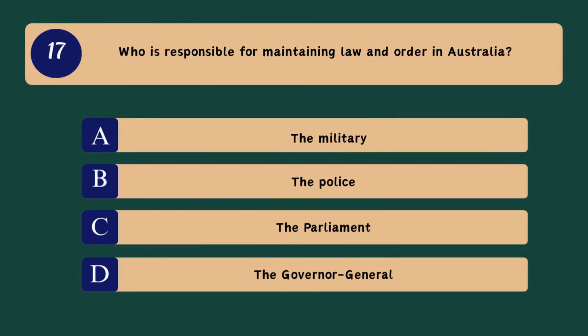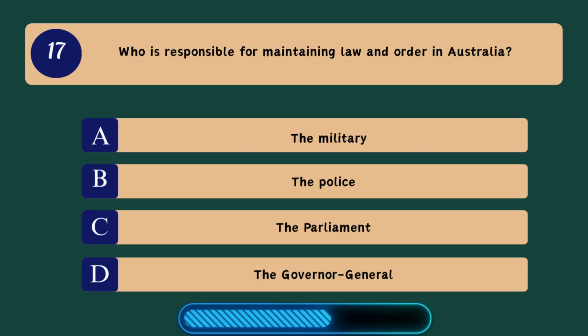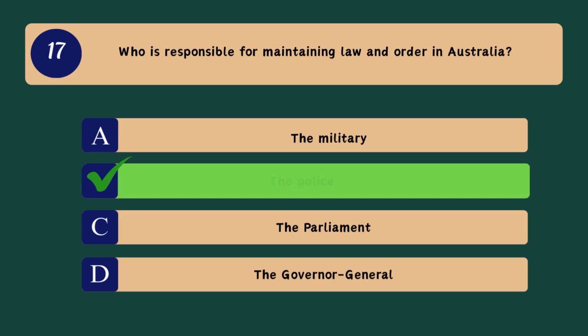Question 17. Who is responsible for maintaining law and order in Australia? A. The military. B. The police. C. The Parliament. D. The Governor-General. Correct answer. B. The police. Police are responsible for enforcing the law, preventing crime, and maintaining public safety, helping to ensure a safe and orderly society.